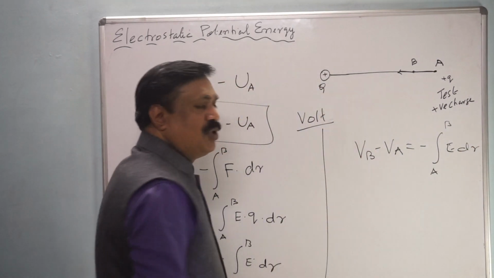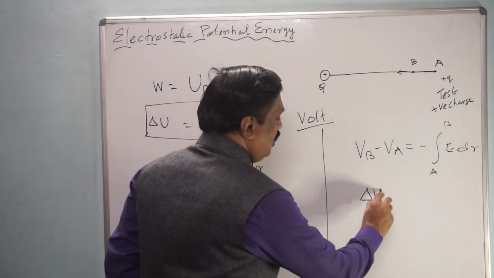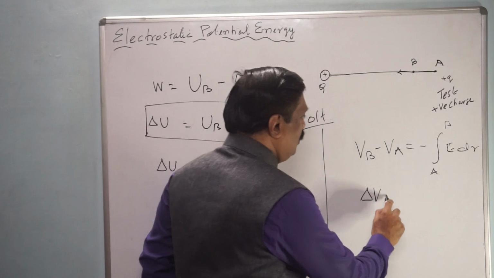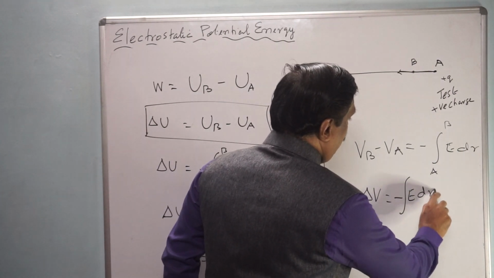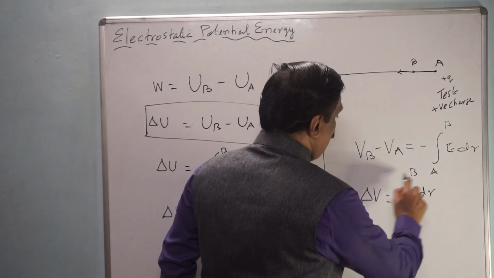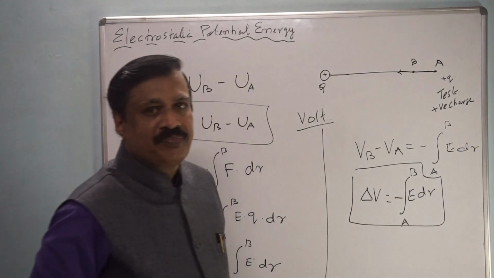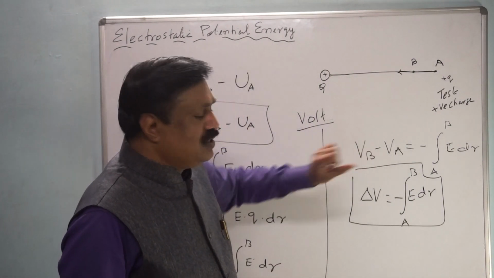Okay, this is an important formula. Or you can write this as delta V_AB also, because the difference in voltage is equal to minus E integral dr from A to B. This is one important formula. Now, how can you define this?